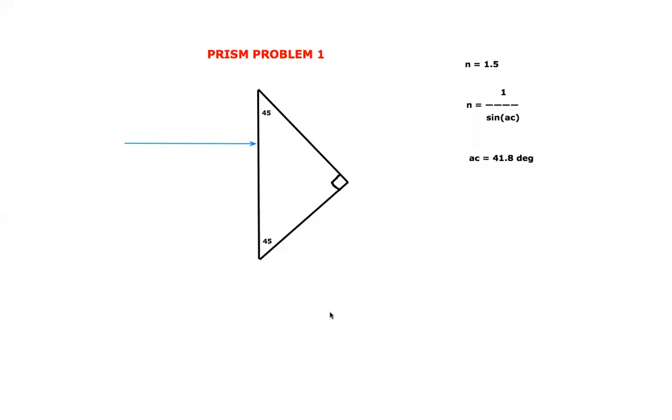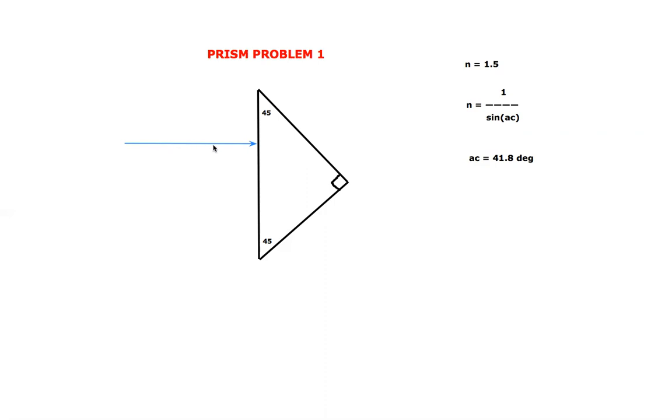All right, let's do a simple prism problem. We've got a right-angled glass prism, n equals 1.5. We have 45 degrees and 45 degrees, equilateral. And before we go anywhere, I'm going to tell you that we're going to calculate the critical angle. n equals 1 over sine of the critical angle. The critical angle for glass, because that's going to be 1.5, is 41.8 degrees. That's going to show up in just a second.